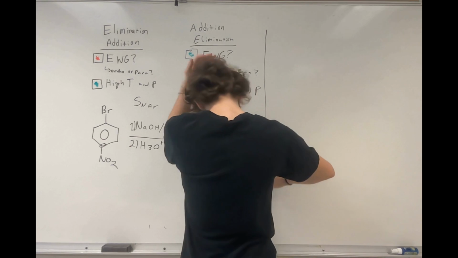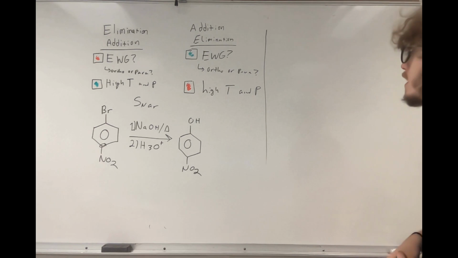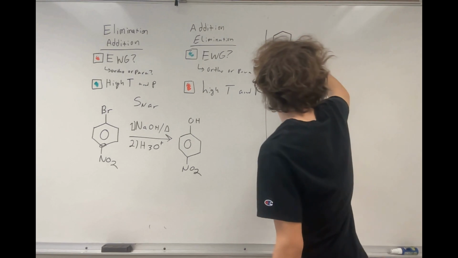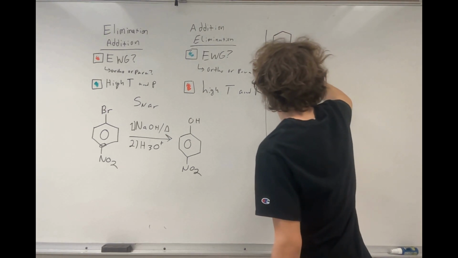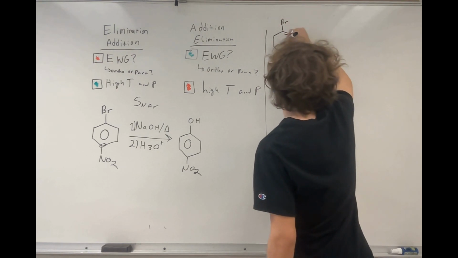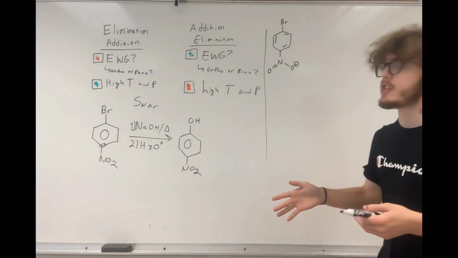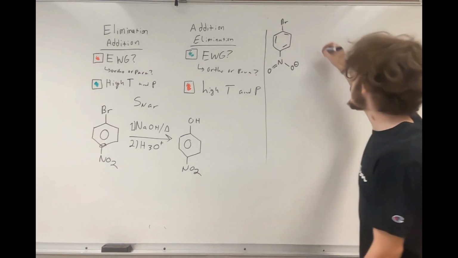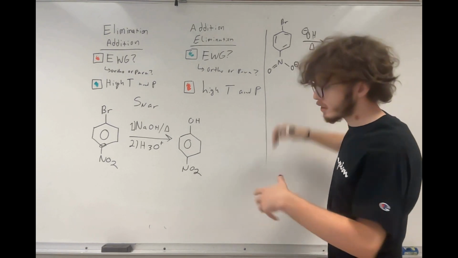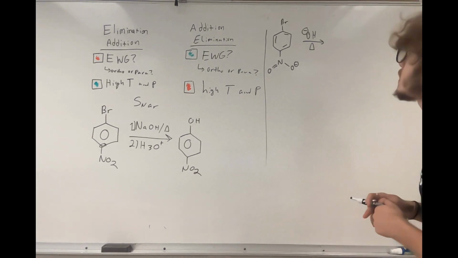Okay, so let's come over here to draw the actual mechanism for this. So let's start with our NO2 group and our Br, and it's going to look like this. So the first step of addition elimination is addition. So we take NaOH and we heat it up so that the nucleophile is happier to attack. We know when we heat things up, it's going to slam into the molecule with more kinetic energy. That's going to help this react.